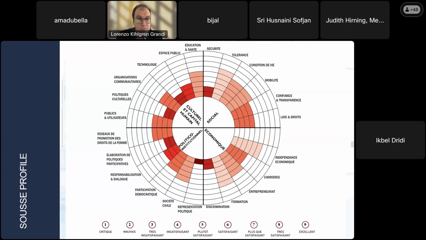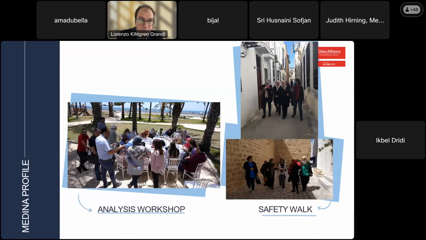So once we gather the necessary data and gain a clear understanding of women's specific needs in the city, we move to the co-creation phase to generate innovative context-based solutions. The community, particularly women, actively participate in defining policy responses and designing interventions to address the challenges identified. So these ideas are then tested through pilot projects which lead to the implementation of concrete actions.